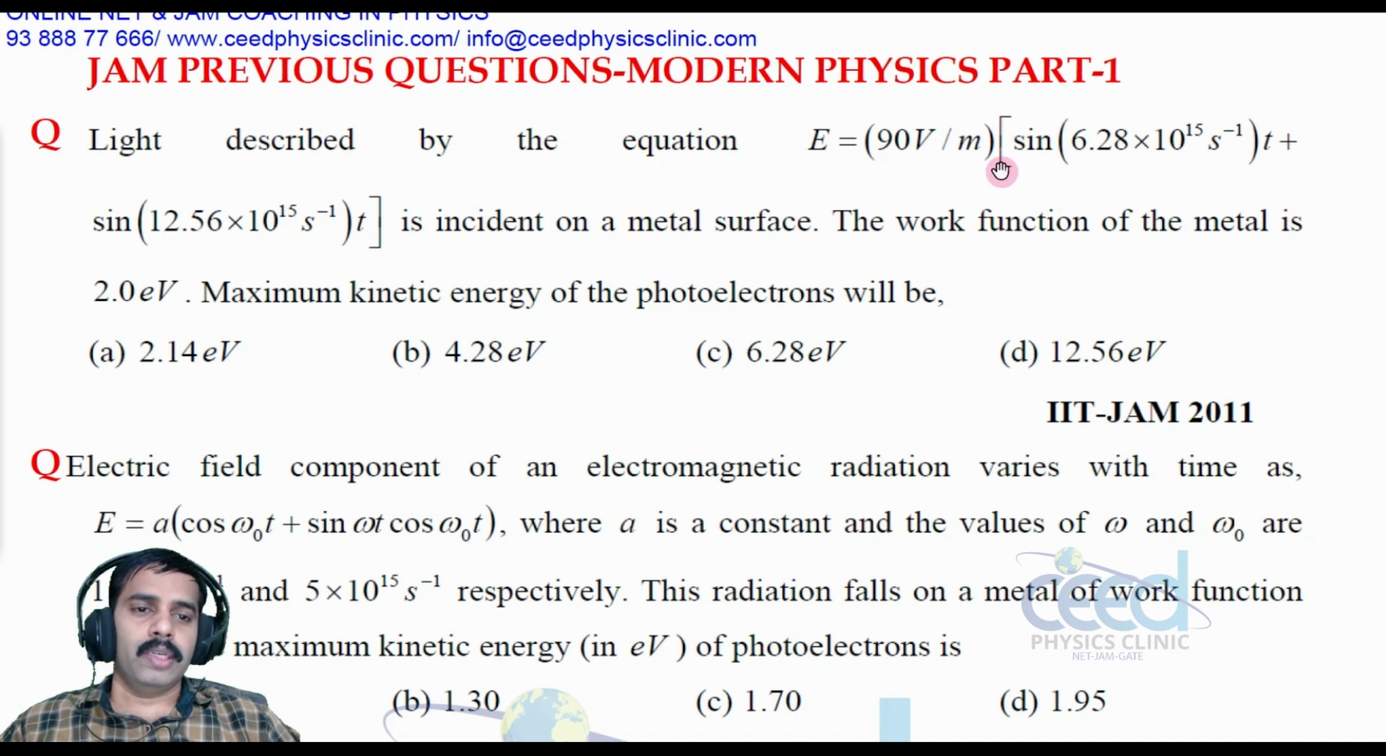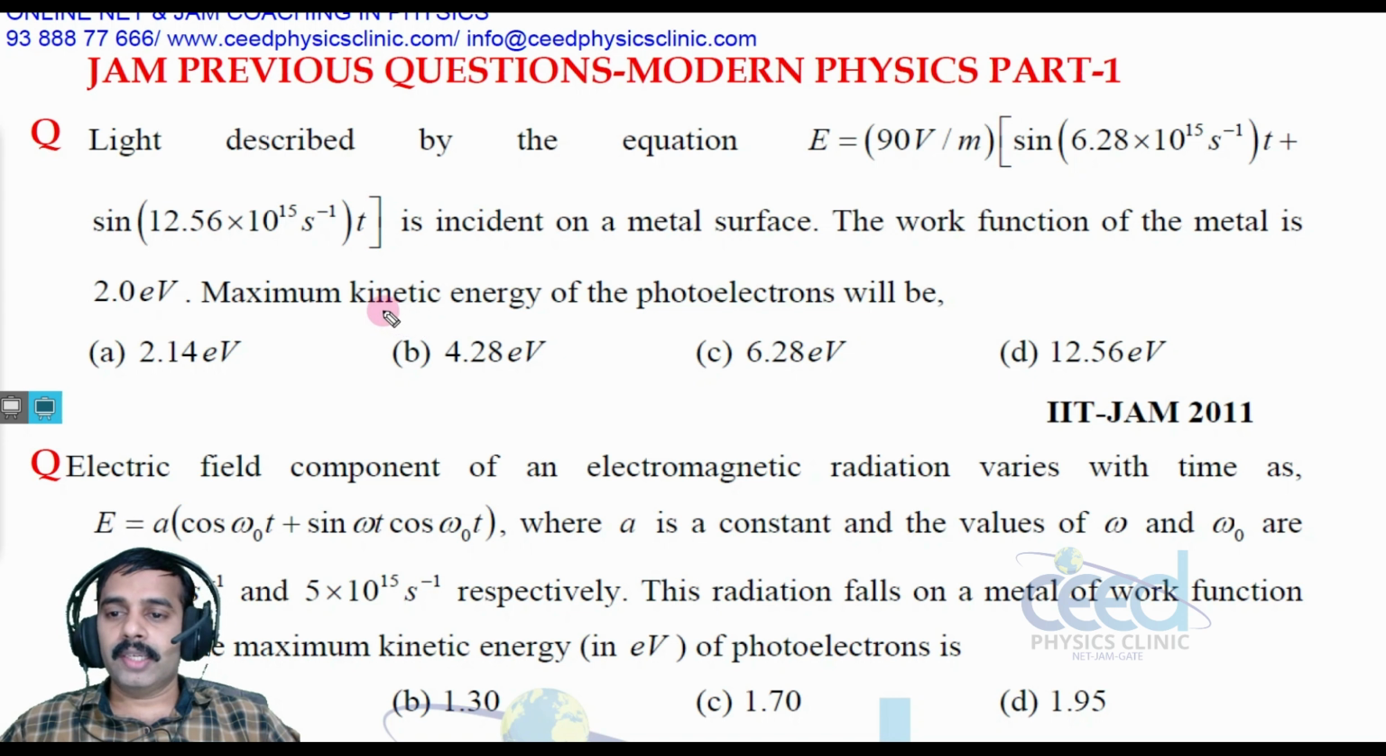90 volt per meter [sin(6.28 × 10^15 s^-1 t) + sin(12.56 × 10^15 s^-1 t)] is incident on a metal surface. The work function of the metal surface is given, that is 2 electron volt. The maximum kinetic energy of the photoelectrons will be. So here the question is we need to find the maximum kinetic energy.